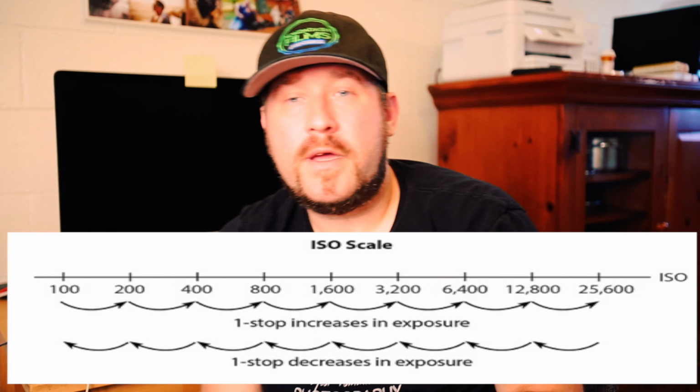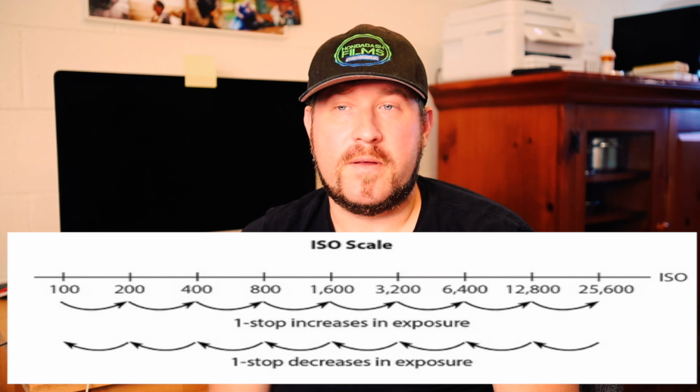The final variable in the exposure triangle is ISO. You can think of ISO as the camera's sensitivity to light, or the sensor's sensitivity to light, although it's more complicated than that. Higher values of ISO mean that the sensor does not need to collect as much light to make a correct exposure, and low ISO values mean that the sensor will have to gather more light to make that exposure. Here's the ISO scale.